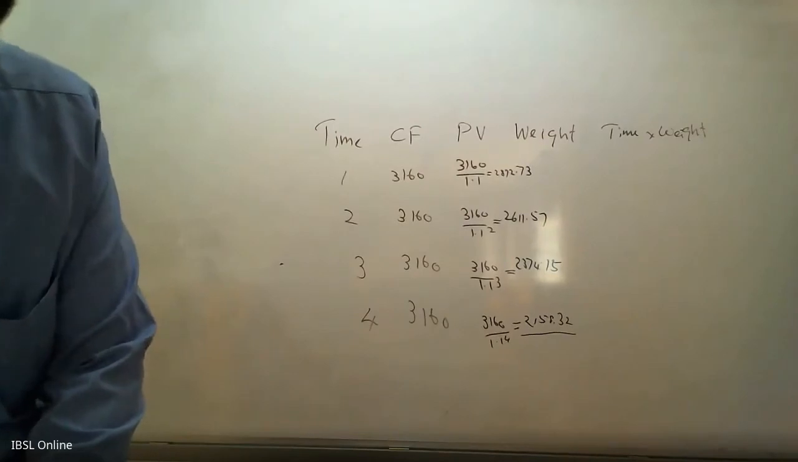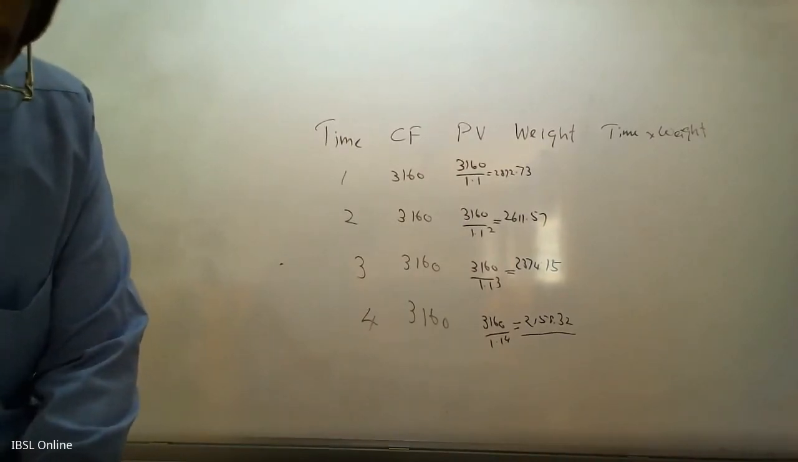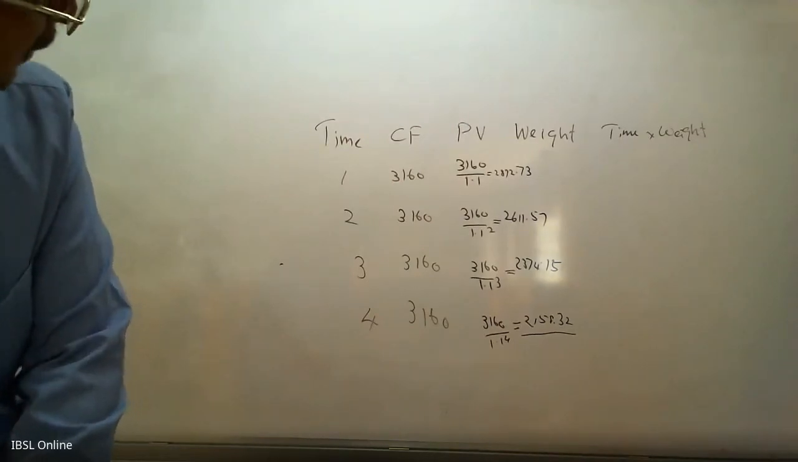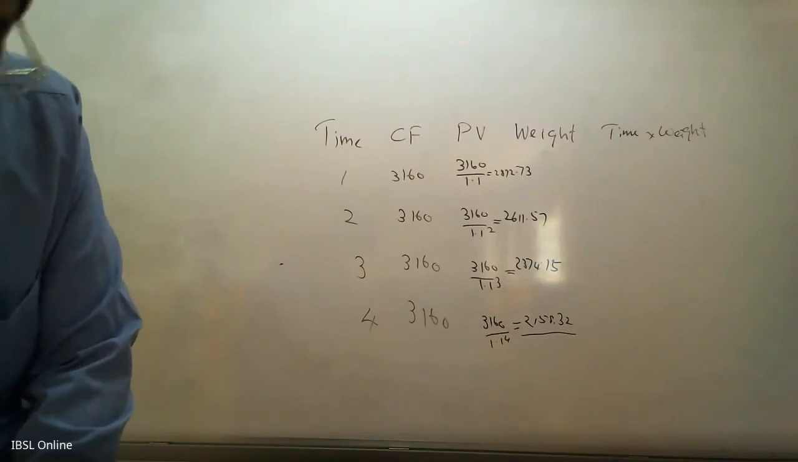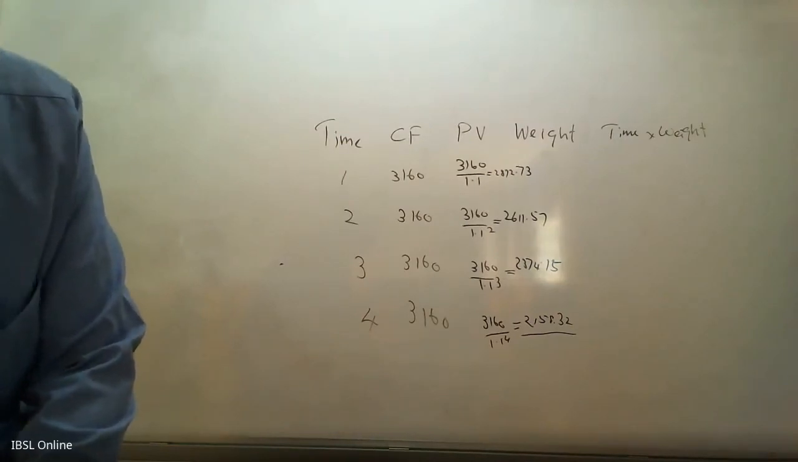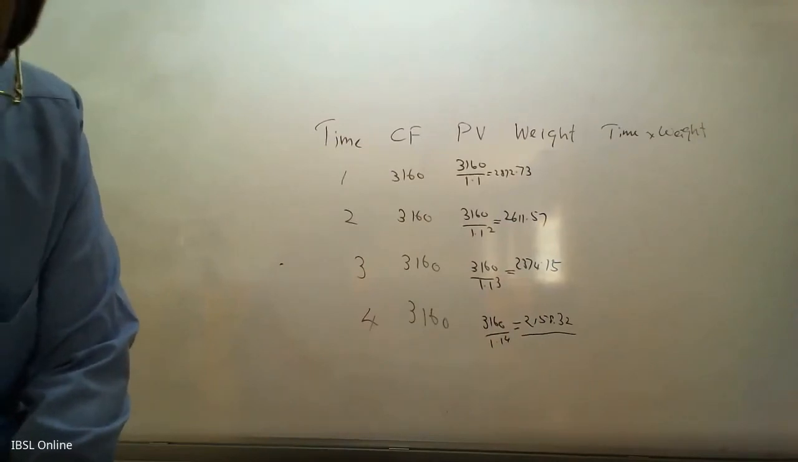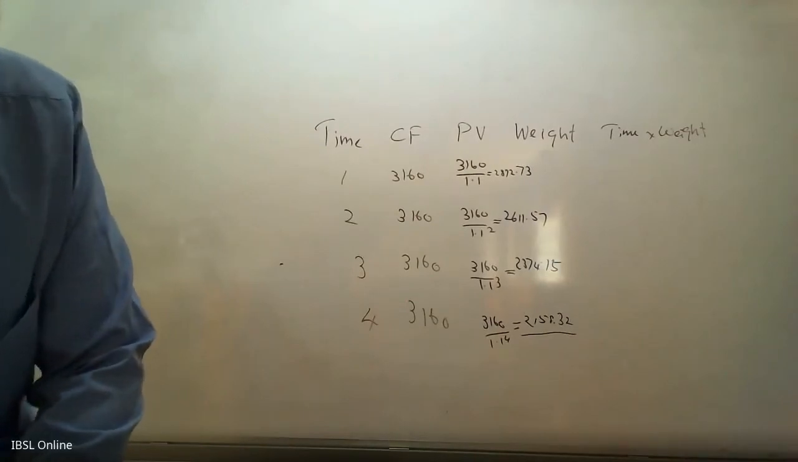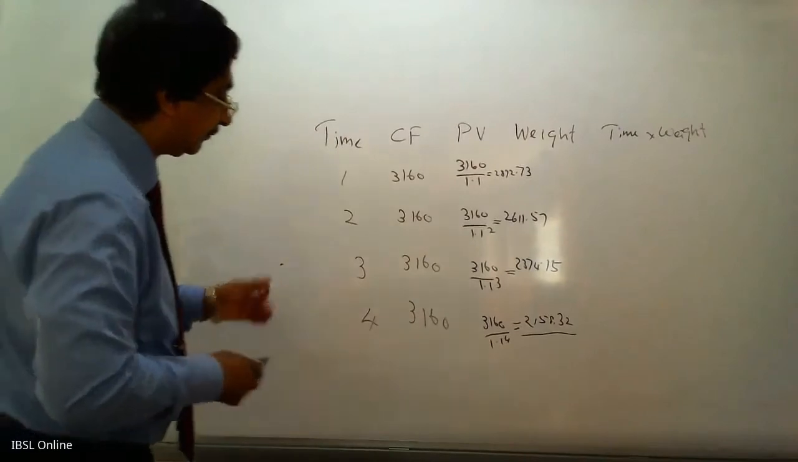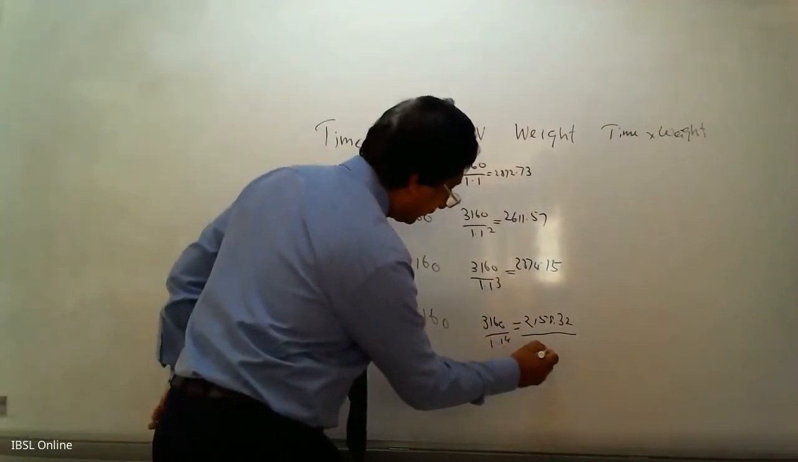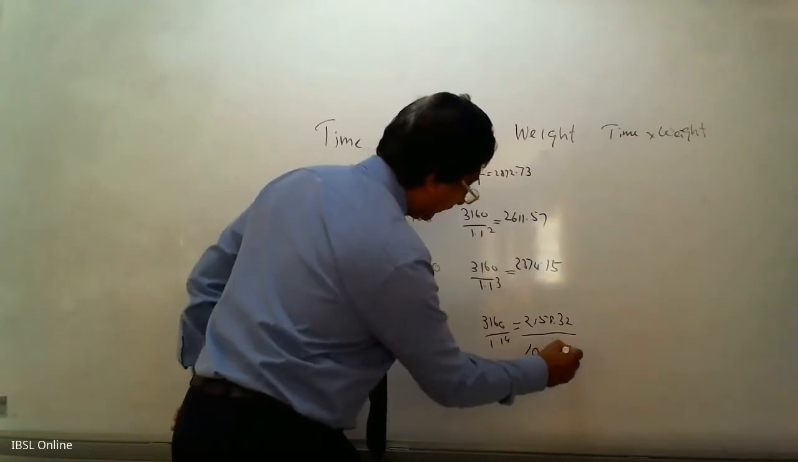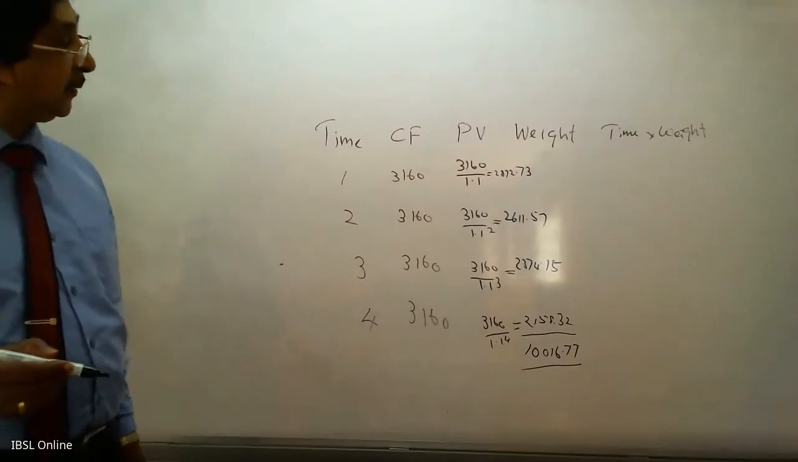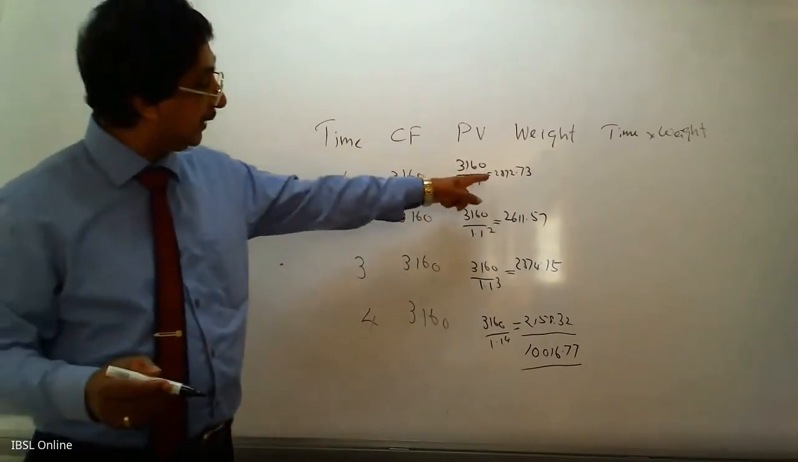2,872.73 plus 2,611.57 plus 2,374.15 plus 2,158.32 equals 10,016.77. This is the total value of cash flows, and weights can be found by dividing each present value by this total.